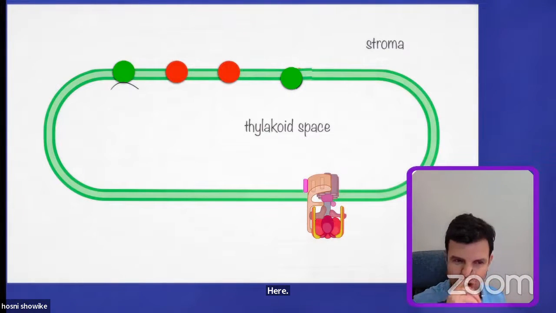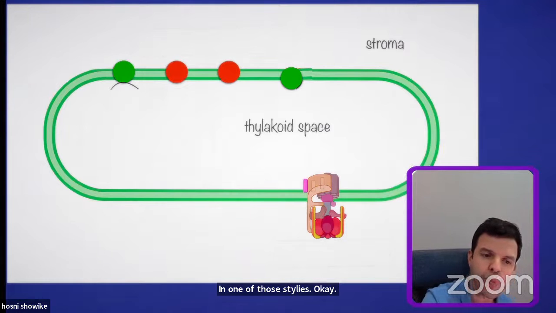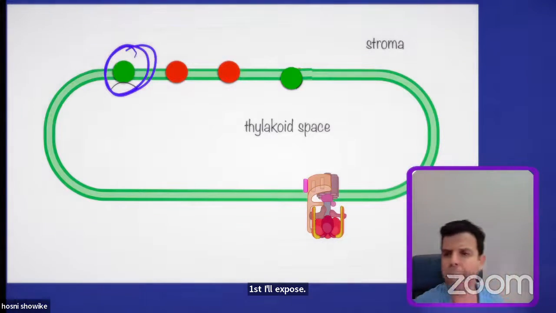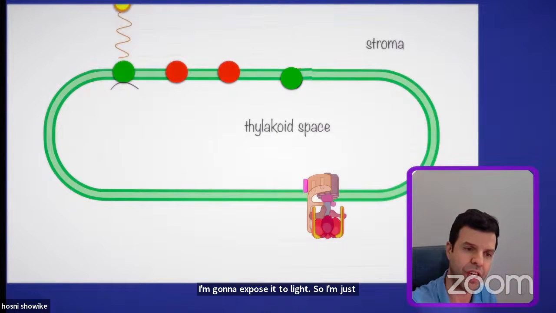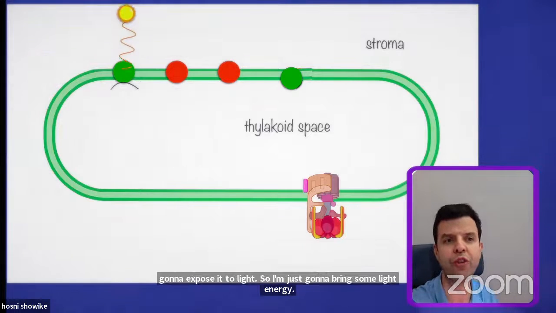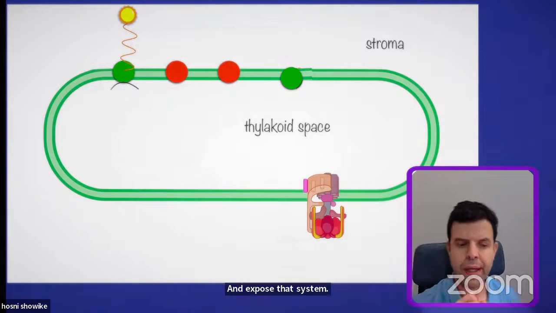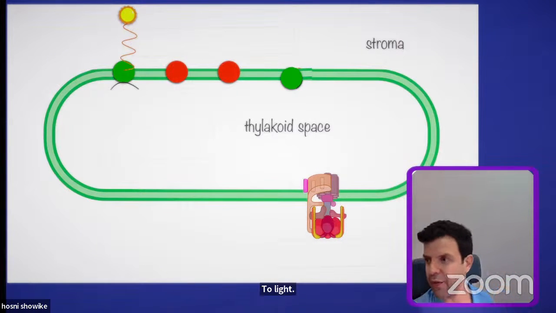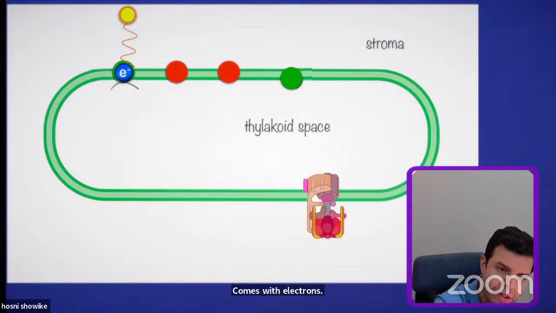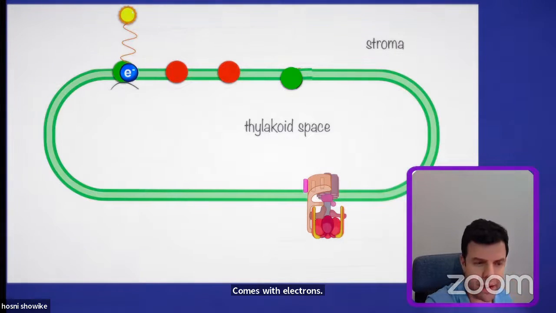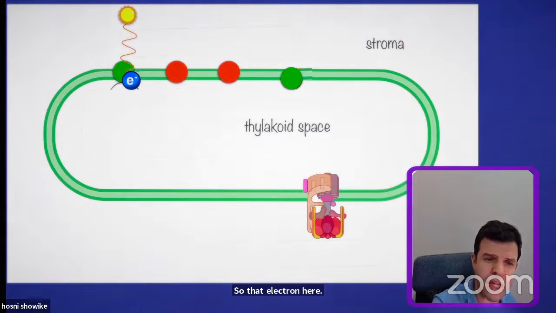What am I going to have to do? First, I'll expose this photosystem. I'm going to expose it to light. So I'm just going to bring some light energy and expose that photosystem to light. Any molecule in life comes with electrons. So that electron here is built in the chlorophyll. What's going to happen to this electron?